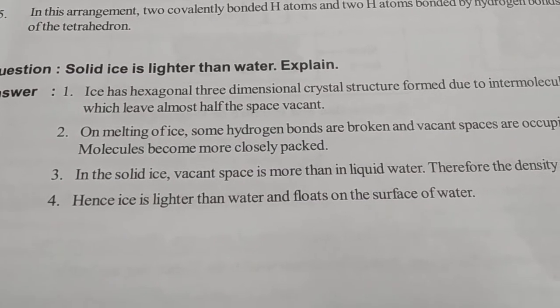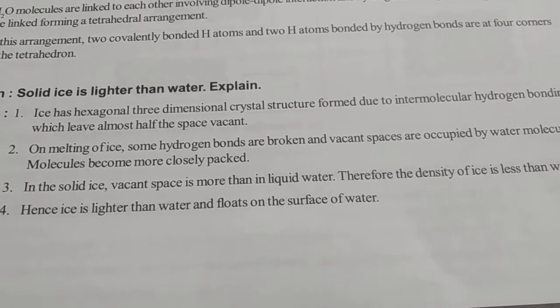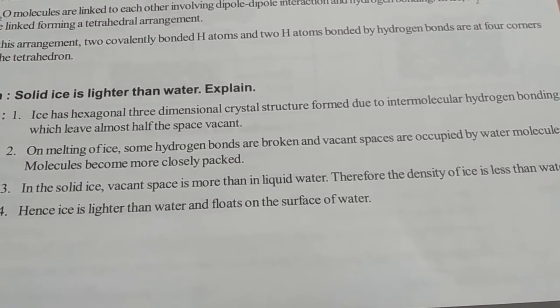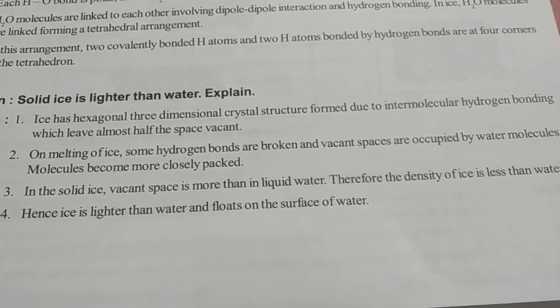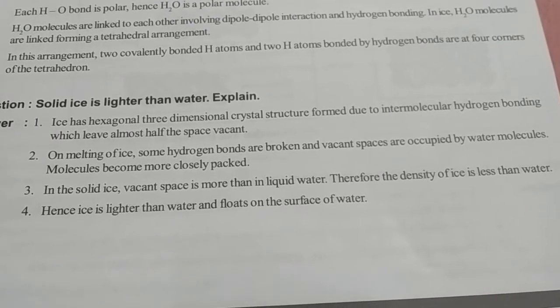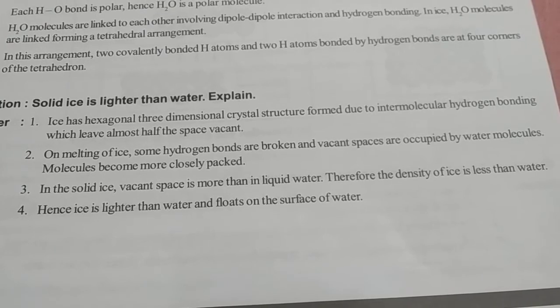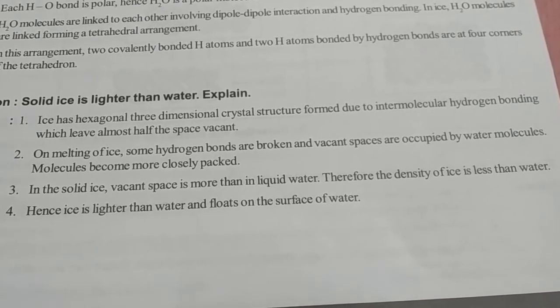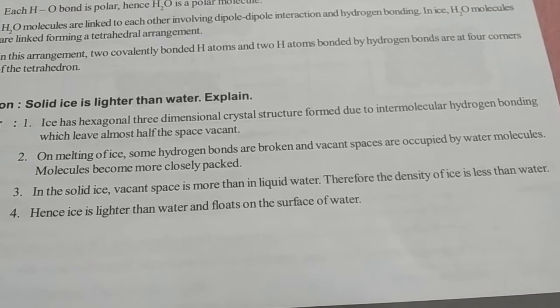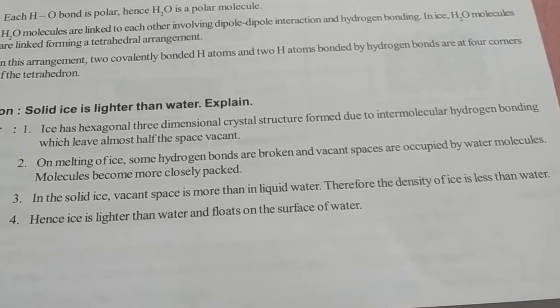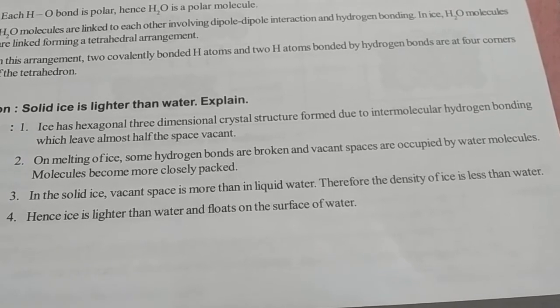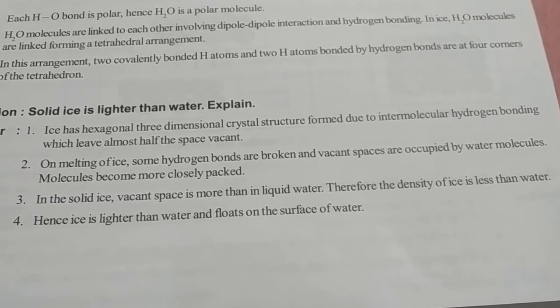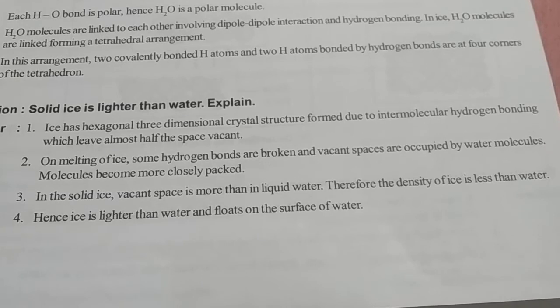Now let's see one question. Solid ice is lighter than water. Explain. First, ice has a hexagonal three-dimensional crystal structure formed due to intermolecular hydrogen bonding, which leaves almost half the space vacant. Next point, on melting of ice, some hydrogen bonds are broken and vacant spaces are occupied by water molecules. Molecules become more closely packed. In solid ice, vacant space is more than in liquid water. Therefore, the density of ice is less than water. Hence, ice is lighter than water and floats on the surface of water.